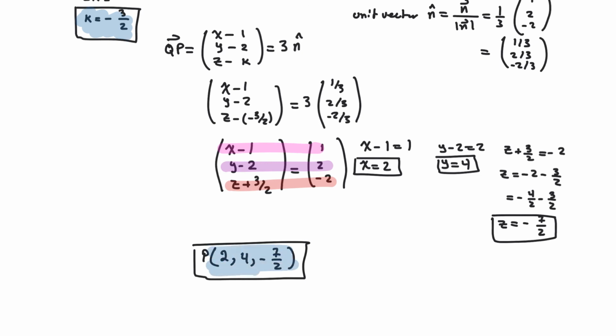Note that you can also check your answer. You can just find QP based on this equation. Just plug in x, y, and z, and then find the magnitude, and you should get a value of 3, meaning that point P is 3 units away from point Q.